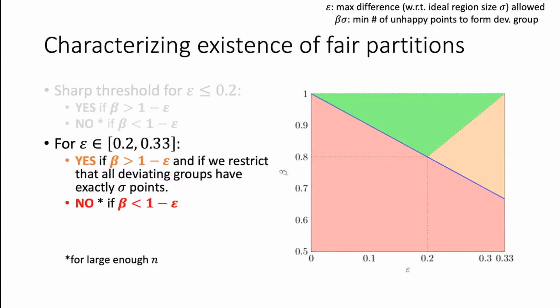And for epsilon between 0.2 and 1/3, again, the answer is no if beta is less than 1 minus epsilon. So there will be an instance for which there is no locally fair partitioning. On the other hand, if beta is bigger than 1 minus epsilon, then the answer is yes, provided that we restrict the deviating groups to have exactly sigma points. So the deviating groups can't have variable size. And there are some technical caveats that some of our results hold only for large enough instances. So that is the summary of the existence result. What we are showing is a sharp threshold.